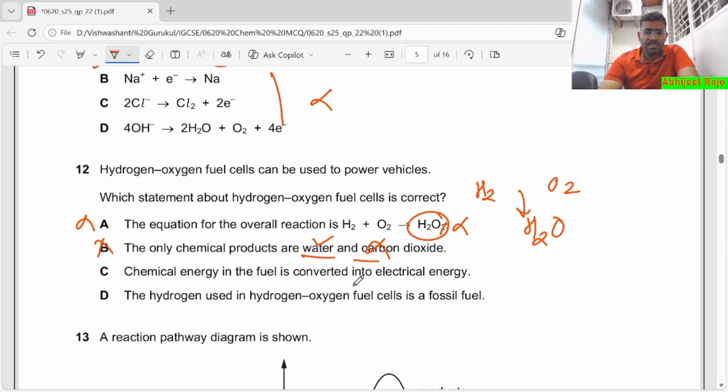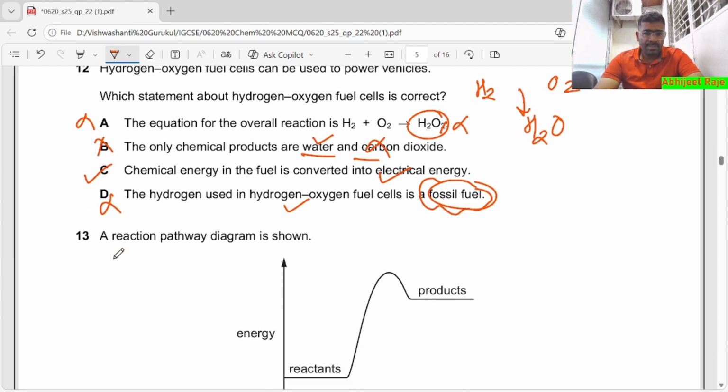Chemical energy in the fuel is converted to electrical energy. Okay. The hydrogen is used in the hydrogen oxygen fuel cell and the fossil fuel side. So read the questions very carefully. Chemical energy in the fuel is converted into electrical energy. Okay. Second thing we can see here, the hydrogen used in the hydrogen oxygen fuel cell is from fossil fuel. It is not obtained from the fossil option. D is gone. So for question 12, option C is correct.